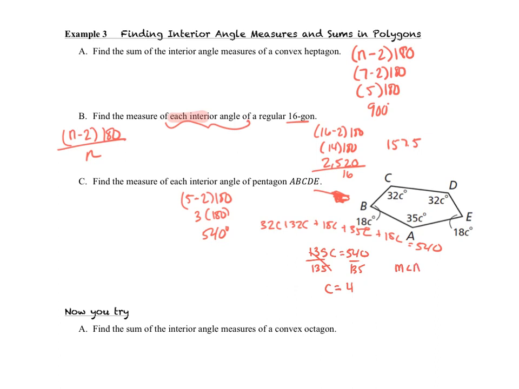So now I can find each interior angle. So the measure of angle A is going to be 35 times 4, which is 70, times 2 is 140. The measure of angle B and the measure of angle E are the same. That's 18 times 4, so that's going to be 72 degrees each. And the measure of angle C and D, 64 times 2 is 128 each. And I can double check and just add those and make sure that they add up to 540.